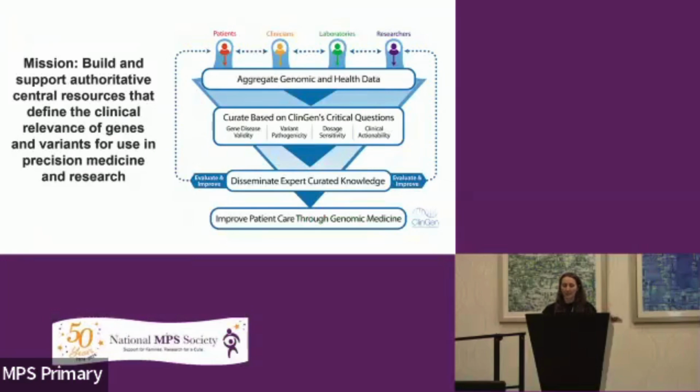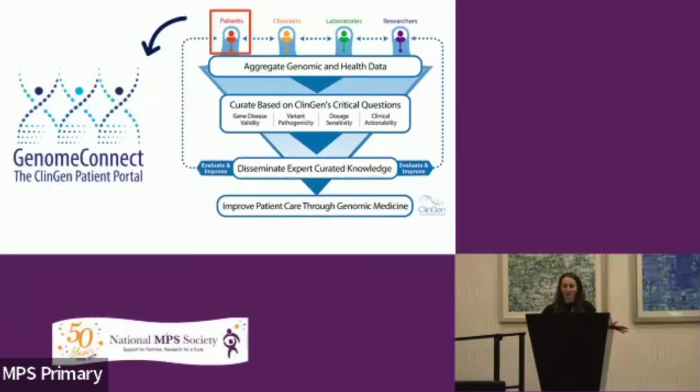For some of these reasons, the Clinical Genome Resource Project is dedicated to building an authoritative resource that defines the clinical relevance of genes and variants for use in precision medicine and research, and ultimately hopes to understand what genes and variants are associated with disease and how genomic information can inform clinical care. This is all summarized in this graphic, and today I'm going to focus on patients. ClinGen has encouraged various community members like laboratories, researchers, and clinicians to share genomic and health data.